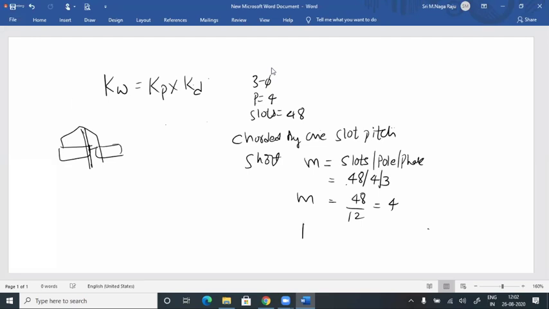Next, immediately we need to find the slot angle beta. What is the formula for slot angle? 180 degrees by slots per pole. That is 180 degrees by slots per pole, where slots are 48 and poles are 4, that is 12 slots per pole, which gives 15 degrees. So we got the M value and beta value. Now we need to find KW, that is KP into KD. What is the formula for KP?